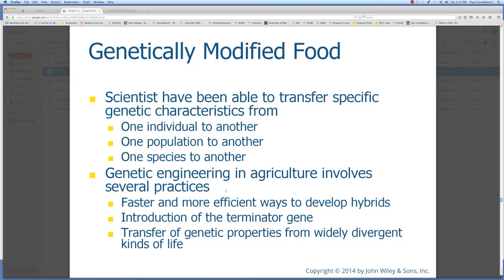The introduction of the Terminator gene, which I find fascinating. The idea behind the Terminator gene, and this type of idea would not work well, especially for areas of Africa. So what ends up happening with a Terminator gene is that farmers go and they buy the seeds, they put them into their land, and once the crop is produced, the crop produces seeds. However, these seeds are sterile, and so they cannot be used again.